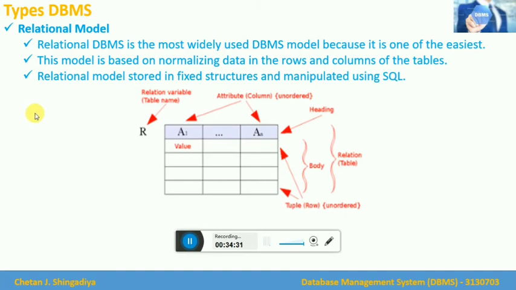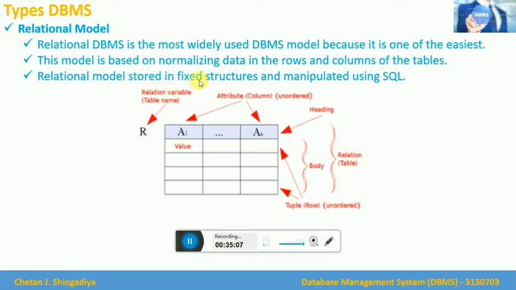Now let us understand what is relational model, or we can say relational DBMS. Relational DBMS is the most widely used DBMS model because it is one of the easiest. This model is based on normalizing data in rows and columns of the table. Here you can see in this figure the data is normalized using these columns. This horizontal line is a row, and this vertical line is a column. So this is how it is going to be normalized in this kind of database system.